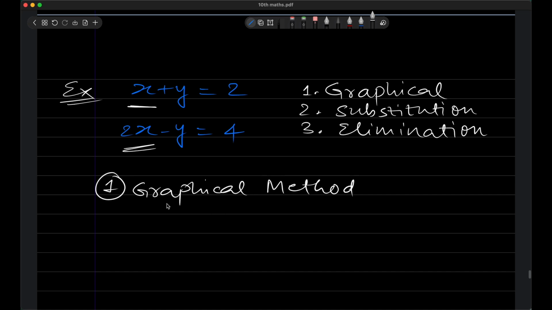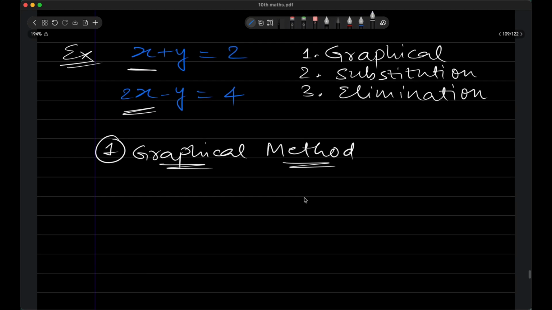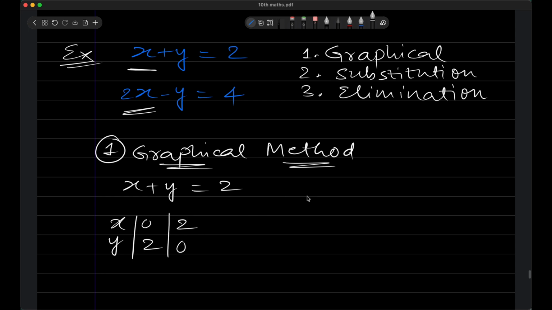To solve the pair of linear equations using the graphical method, we need at least 2 points for each line. So for the first line x plus y equals 2, if we put x equals 0, we will get y equals 2, and if we put y equals 0, we will get x equals 2.